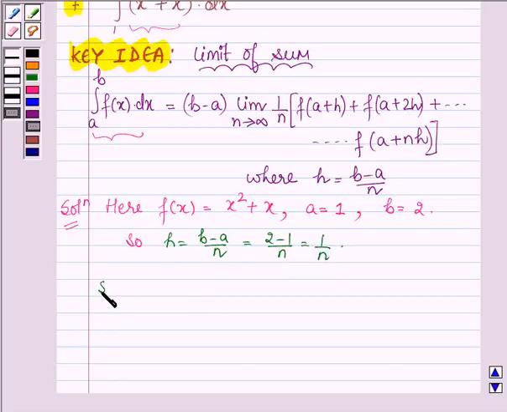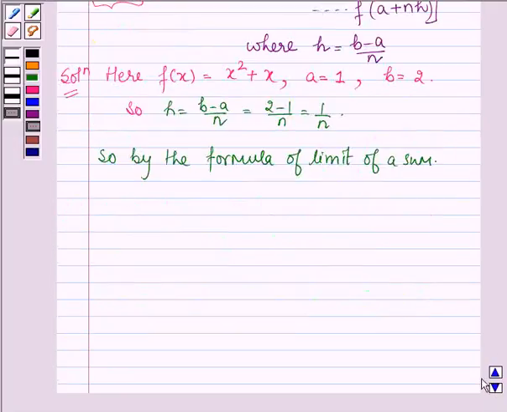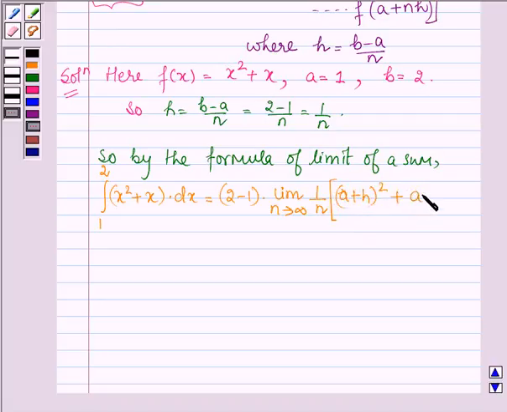So by the formula of limit of a sum, we have integral 1 to 2 of x square plus x into dx is equal to b minus a, that is 2 minus 1, into limit as n approaches infinity, 1 upon n. First we have the value of the function at the point a plus h, and this is equal to a plus h whole square plus a plus h. So this is the value of the function at the point a plus h.